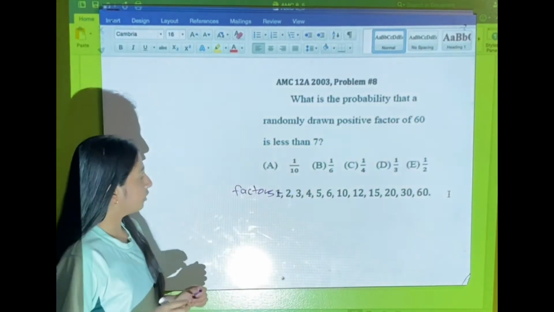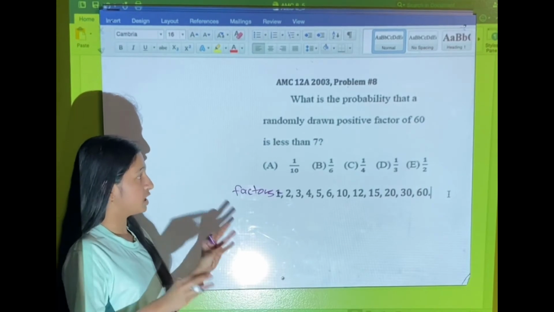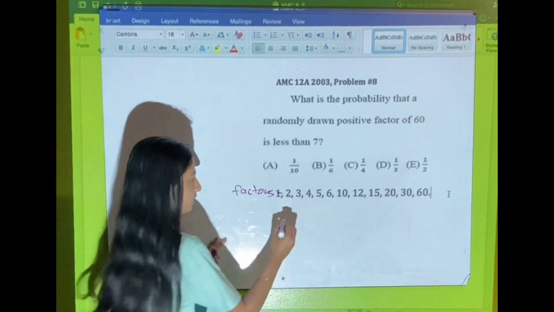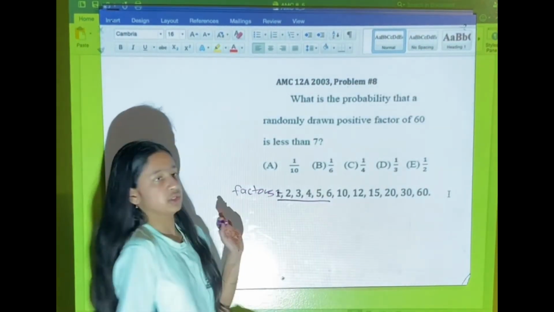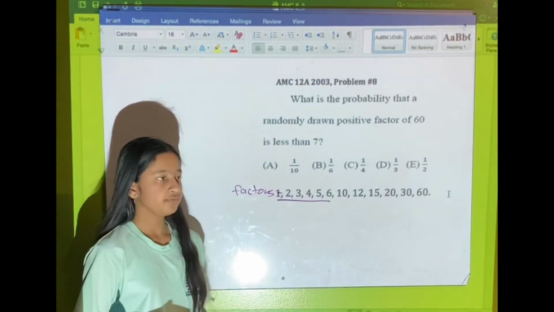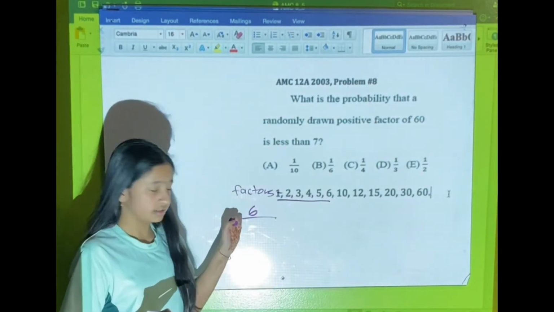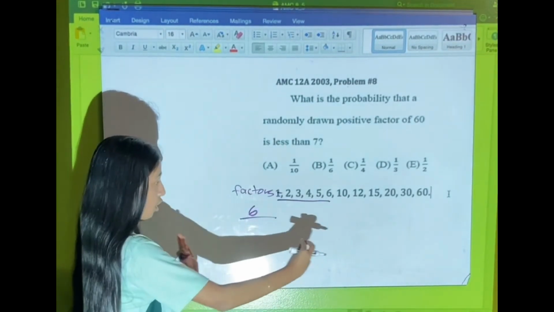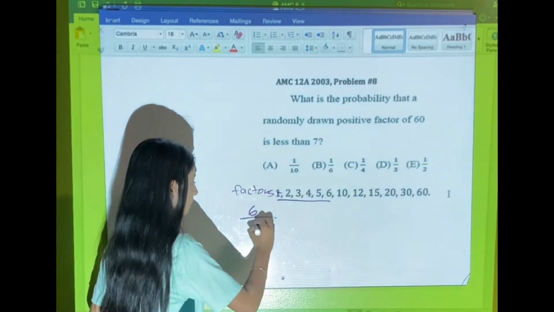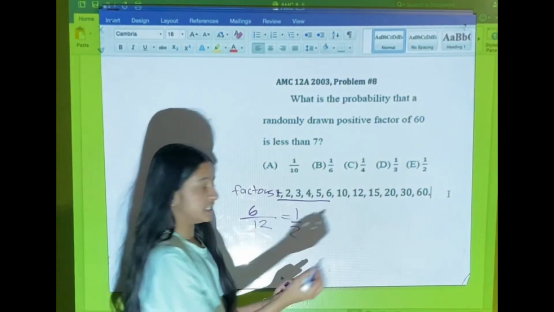Okay, so they're asking what is the probability that a randomly drawn positive factor of 60 is less than 7. The factors that are less than 7 are just the numbers 1 to 6. So there's a total of 6 factors that are less than 7. So the probability is 6, the desired event, over the total, all possible outcomes, which is 12. There's a total of 12 numbers here. 6 over 12 simplifies to 1/2, which is E.